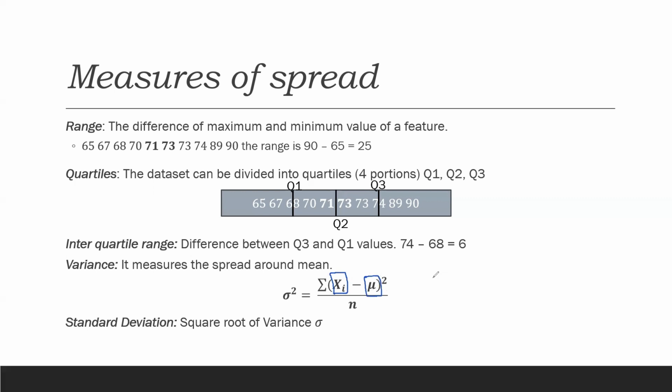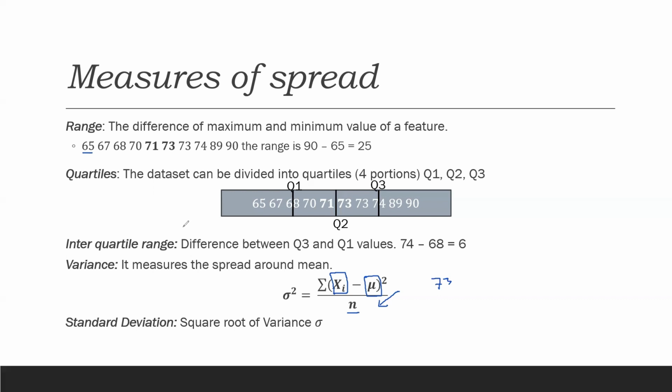Previously we saw the mean was something around 73. So what you'll try to do is capture the difference between 65 and 73. You square it up and then you divide by the total number of values. Why you're dividing by the total number of values is to have the variance of the whole data set, not just the value. If you just want to look at the value, maybe you don't have to divide by n. But I want to look at the variance of the whole data set, not just one data point.